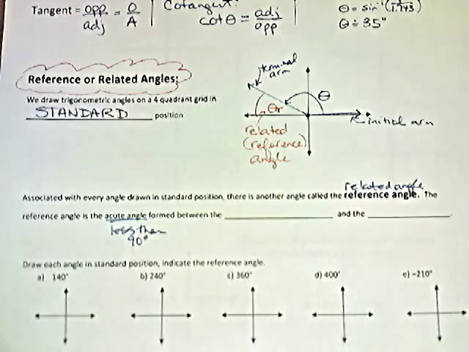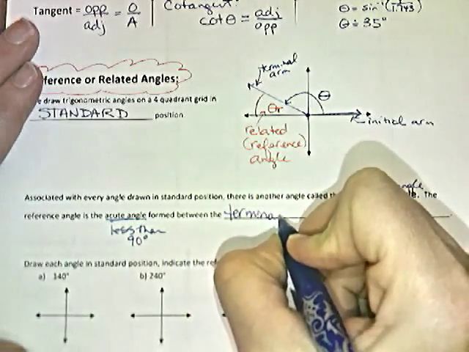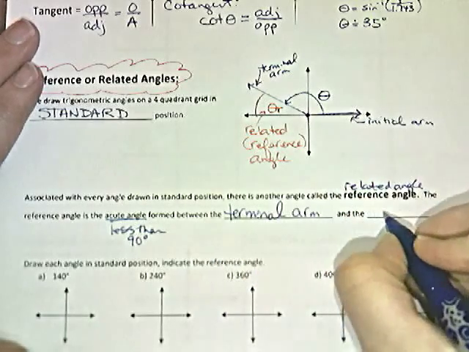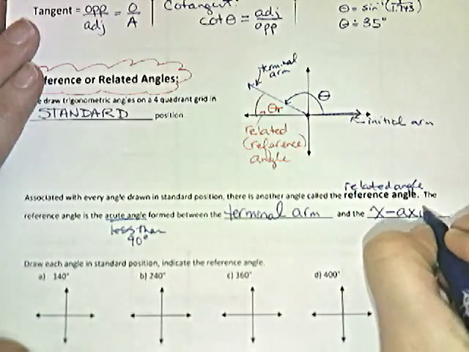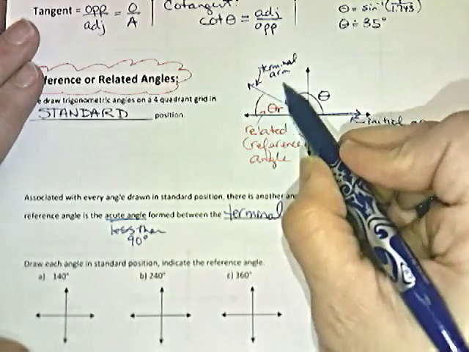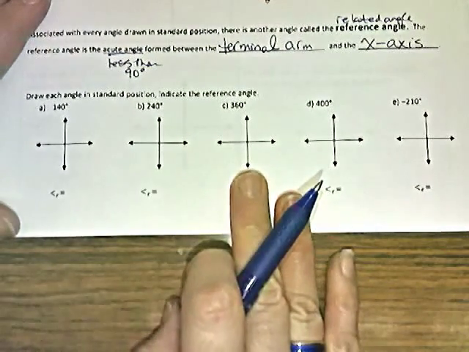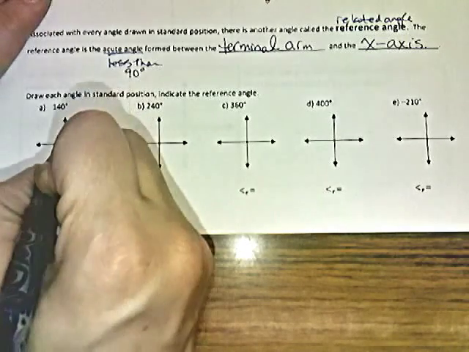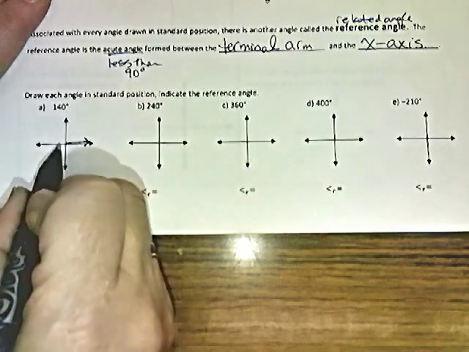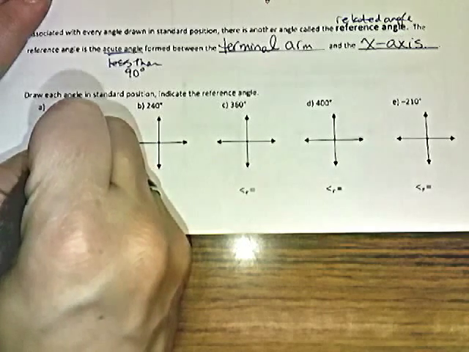And it is always the acute angle formed between the terminal arm and the x-axis, not the y. It's always the angle that goes from the terminal arm back to the x-axis, not back to the y-axis. So let's have some practice here, drawing some angles in standard position and finding their related angle. So I have to start with my initial arm on the x-axis. If I am going to show 140 degrees, that's certainly bigger than a 90, into my second quadrant here.